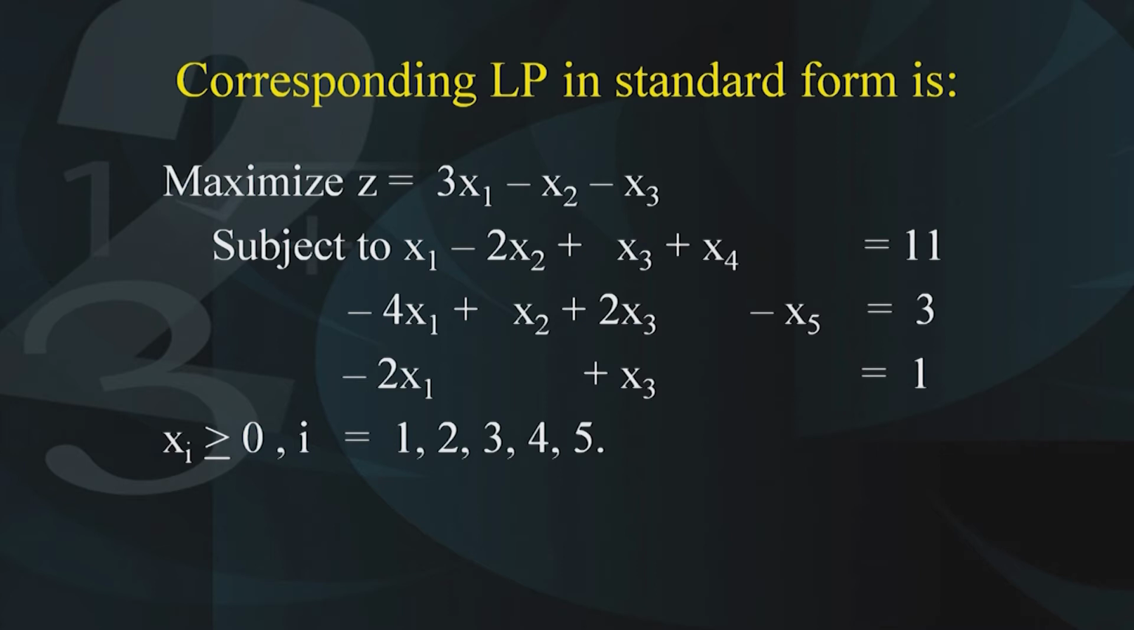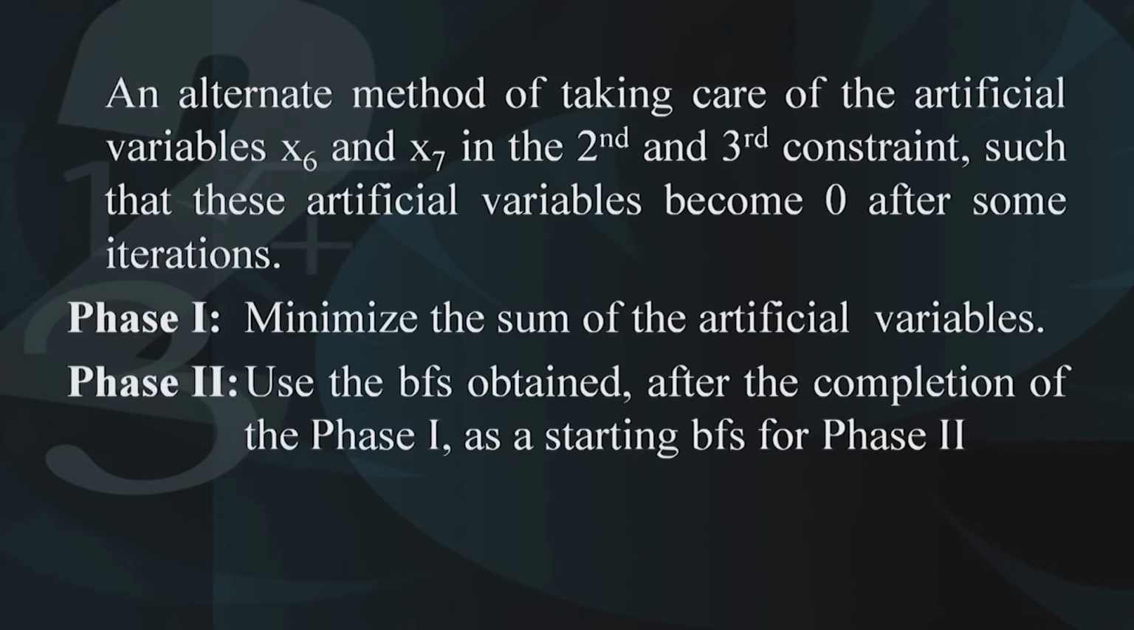Now, the problem is we do not have a BFS to begin our algorithm, to begin our simplex method. So, what we need to do is we will look at an alternative method of taking care of the artificial variables x6 and x7 in the second and the third constraints, such that these artificial variables become 0, they vanish, and for this we will employ two phases.